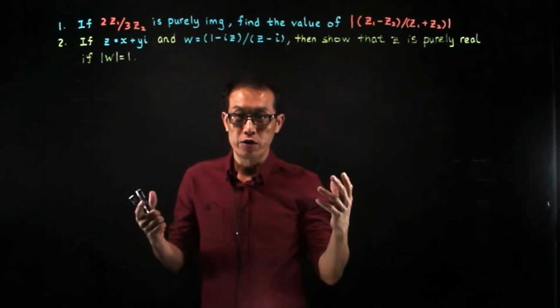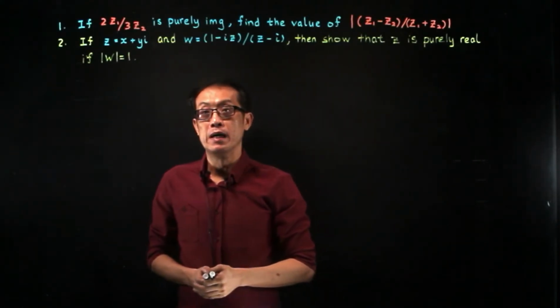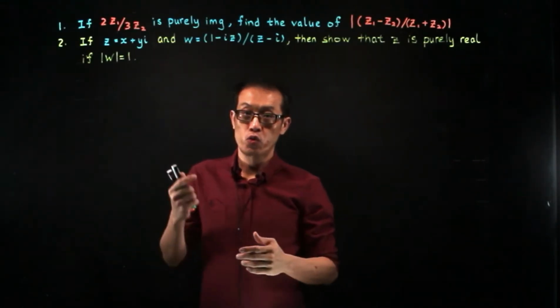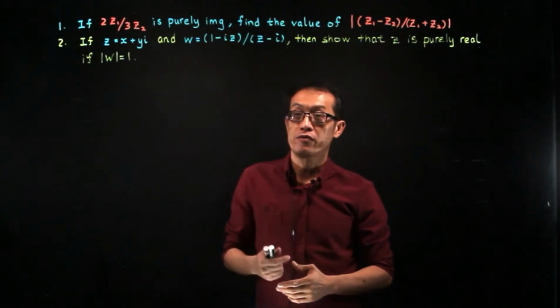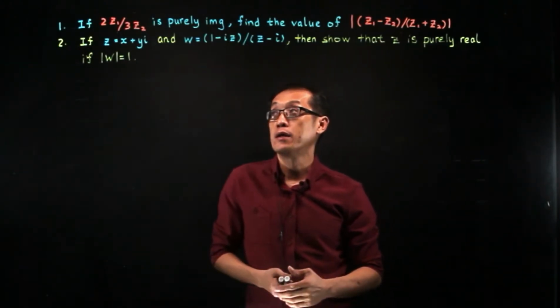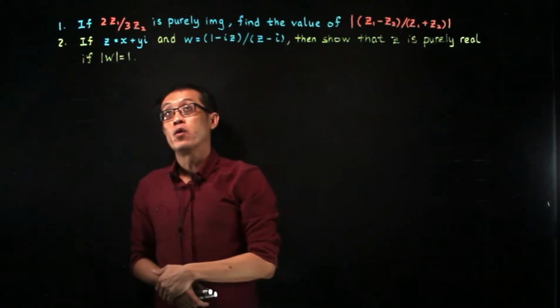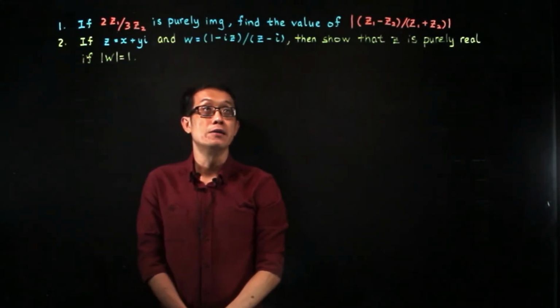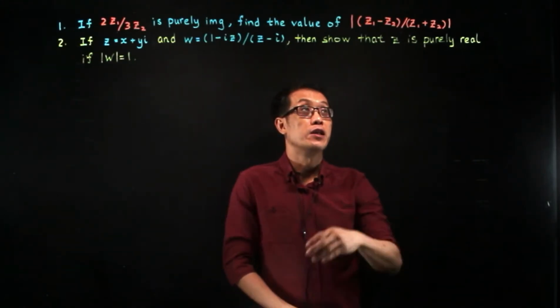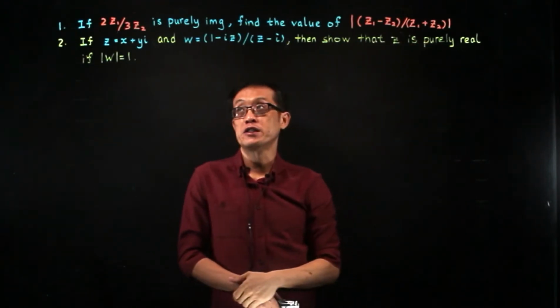Hi, today we are on the chapter of complex numbers. We will be doing two questions. Let's start off with question number 1. If 2z1 over 3z2 is purely imaginary, find the value of the modulus of this expression.